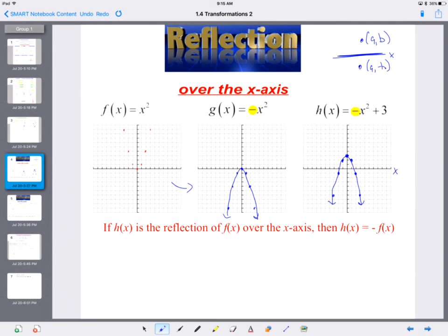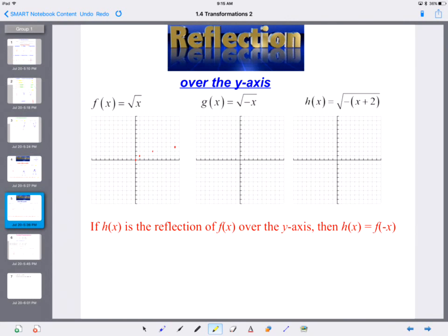So kind of on the bottom here, if h of x is a reflection of f of x over the x-axis, then h of x is equal to negative f of x. Once again, that negative is with the function because the y is changing. Alright, I want you guys to think about these things. I'll talk about this more in class, but I really want you guys to think about this and not try to memorize it. That's why we get confused with the negative signs. Because take a look at the next one.